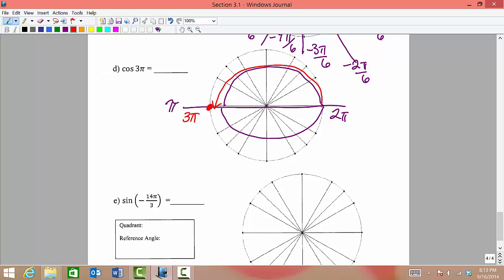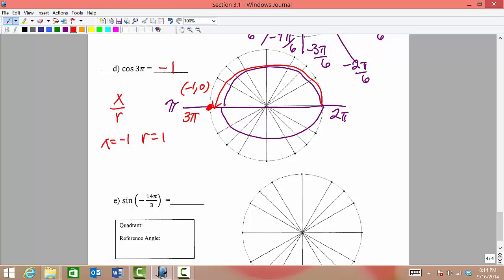Now we don't have a reference angle because it actually lays on the axis. So what was the point that we used before? Well, we used -1, 0. We use a point on the terminal side of what we call the quadrantal angle. So cosine, we're going to define that as, we said, x over r. So that would be -1 divided by r, which we said was 1. So -1 divided by 1 would be -1.